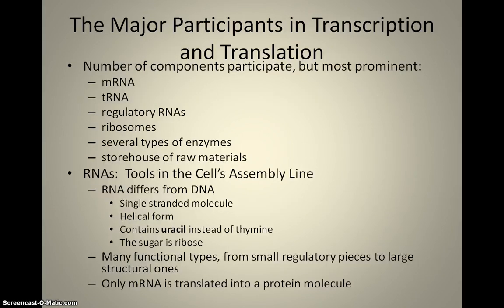So, the major components involved in this are messenger RNA, tRNA, regulatory RNAs, ribosomes, bunches of different kinds of enzymes, and some sort of raw materials or building blocks. RNA is obviously really important in the process of transcription and translation, and it's a nucleic acid just like DNA. It's a little bit different in that it is single-stranded. It also contains uracil instead of thymine. And the sugar is a ribose sugar instead of a deoxyribose sugar.